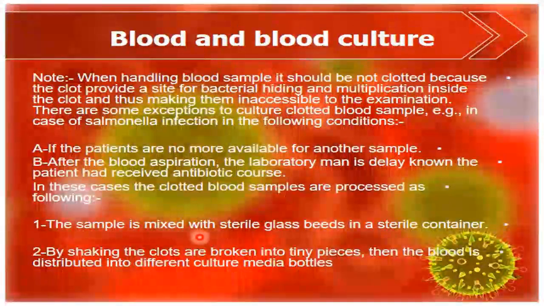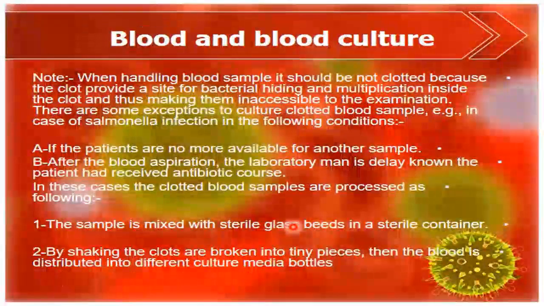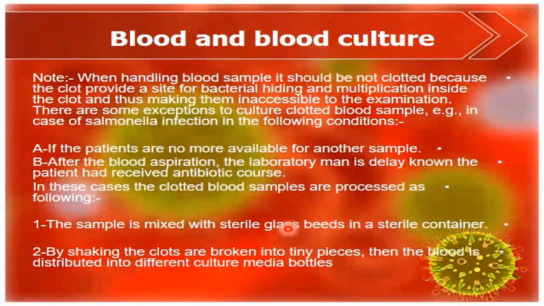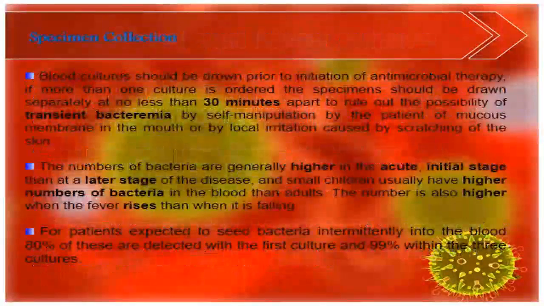First, the sample is mixed with sterile glass beads in a sterile container. This mixing with sterile glass beads disrupts the clot, thereby causing disturbance of the clotting and releasing the bacteria in the blood. Second, by shaking, the clots are broken into tiny pieces, then the blood is distributed into different culture media bottles.